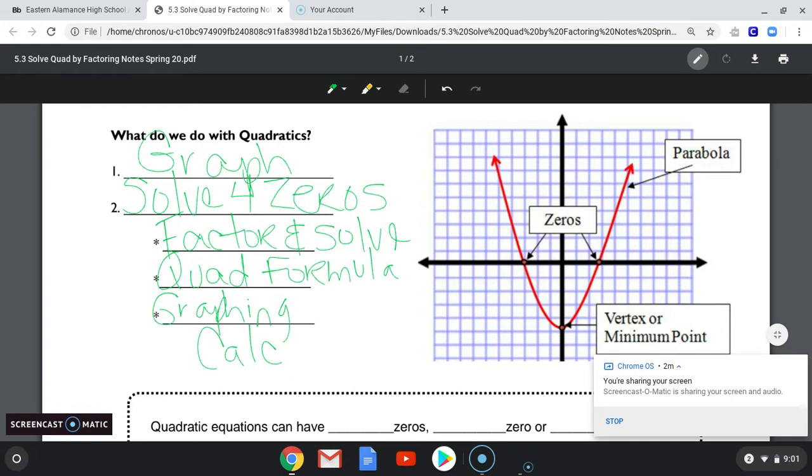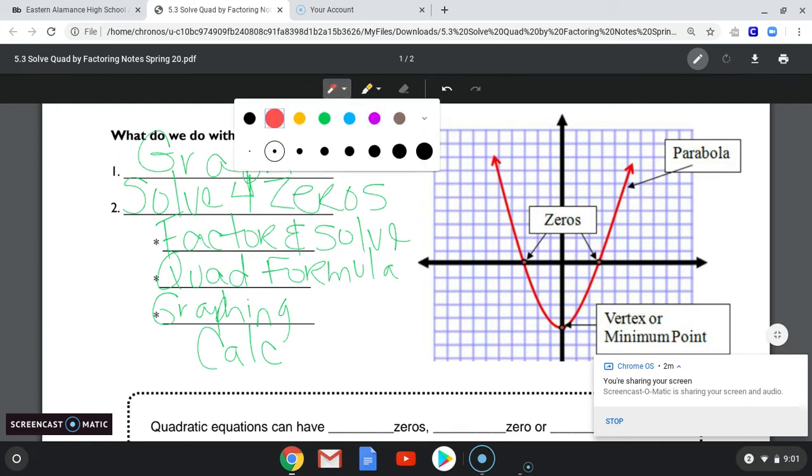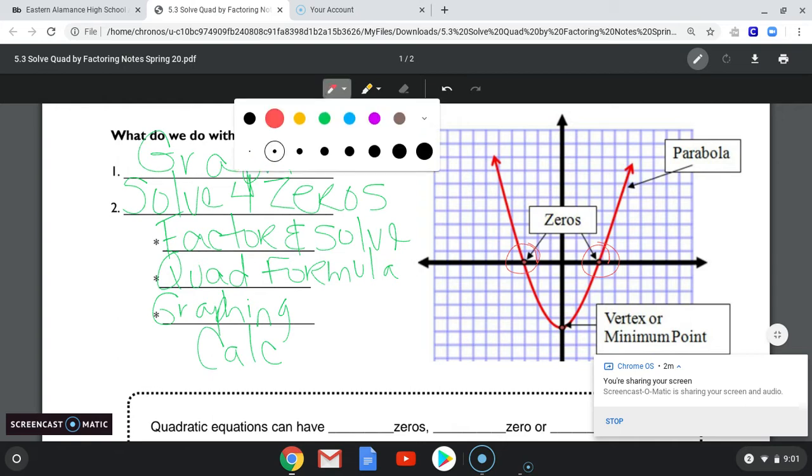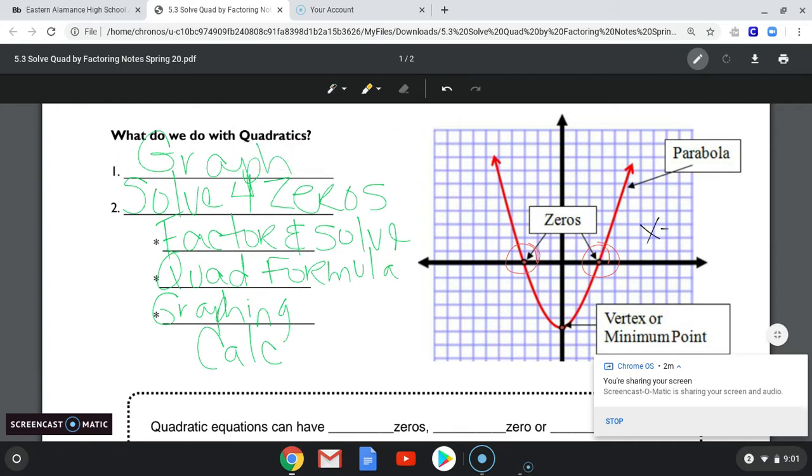Now, before we start factoring and solving, let's go over a couple things on your graph that we need to make sure we remember. Remember that we're going to be solving for these things right here called our zeros. These zeros actually have several other names. The zeros can actually be called the x-intercept. Sometimes you might even have your teacher call them roots. Basically, what does that mean? That just means this is where your graph is going to touch the x-axis at this point.